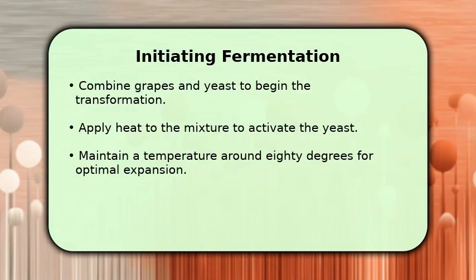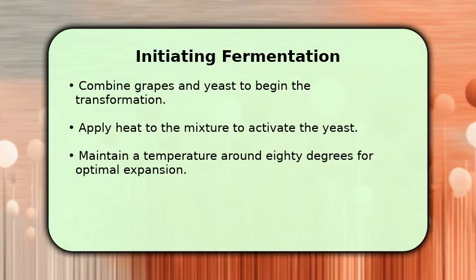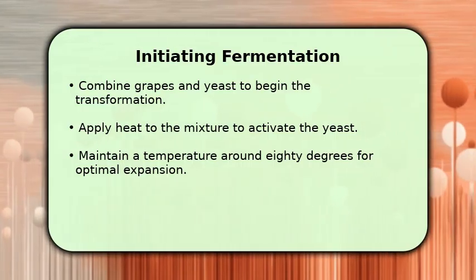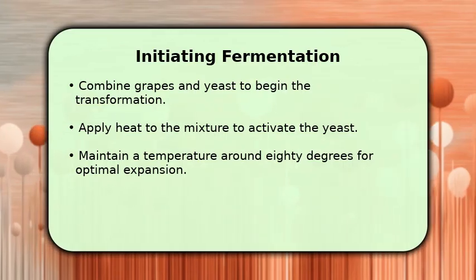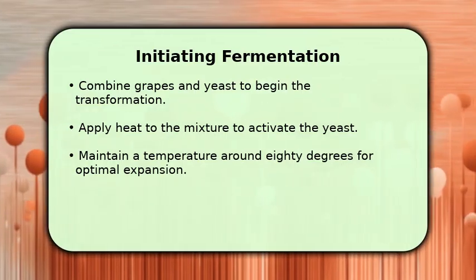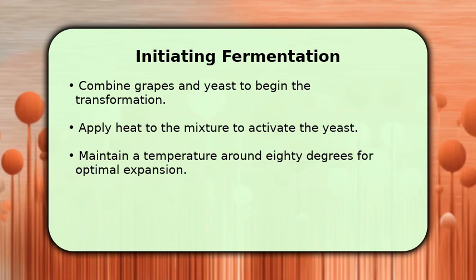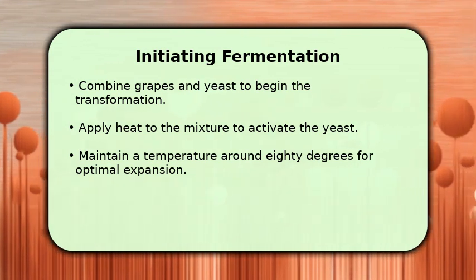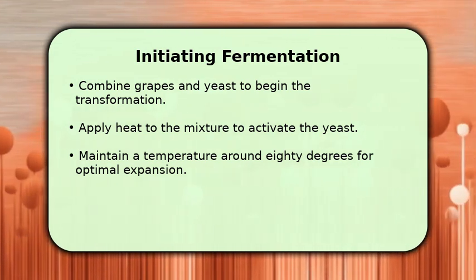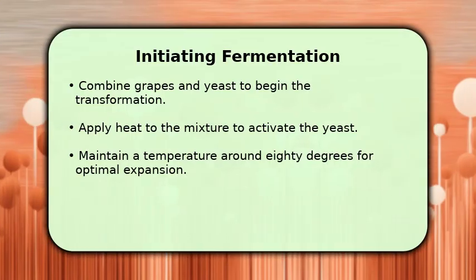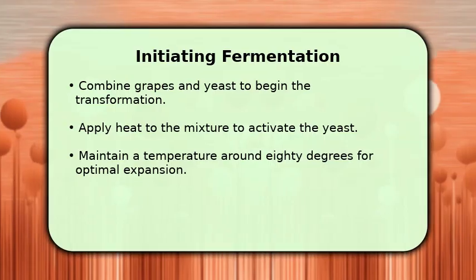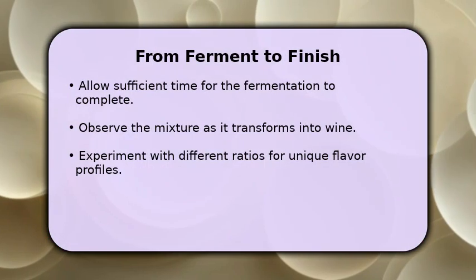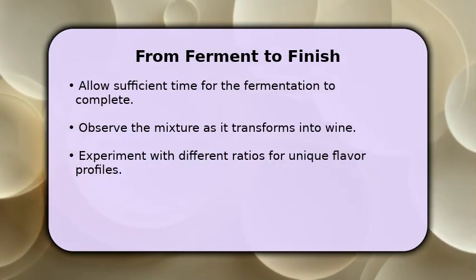Now for the magic, fermentation. Mix your grapes and yeast thoroughly. To kickstart the yeast's activity, you'll need to apply some heat. Aim for a temperature of about 80 degrees Celsius to encourage the yeast to expand and work its wonders. This crucial step is where the sugar in your grapes begins to convert into alcohol, slowly turning your mixture into wine. Once fermentation is underway, patience is key.